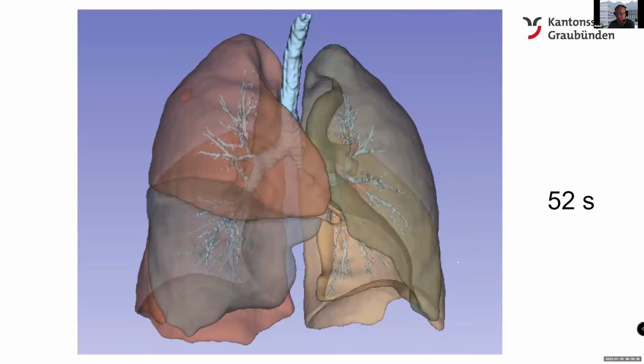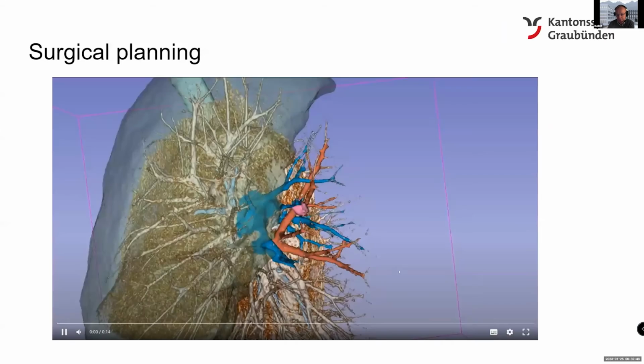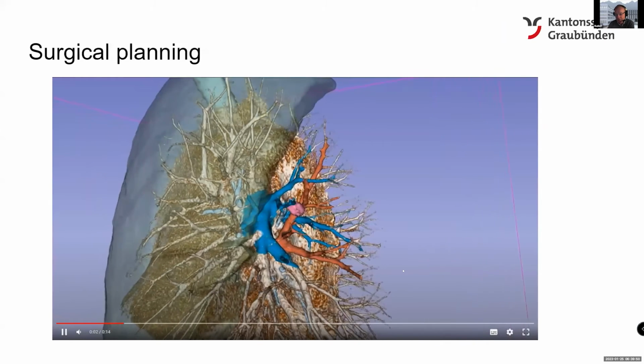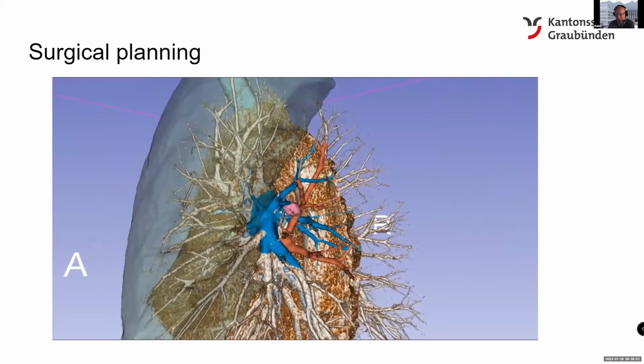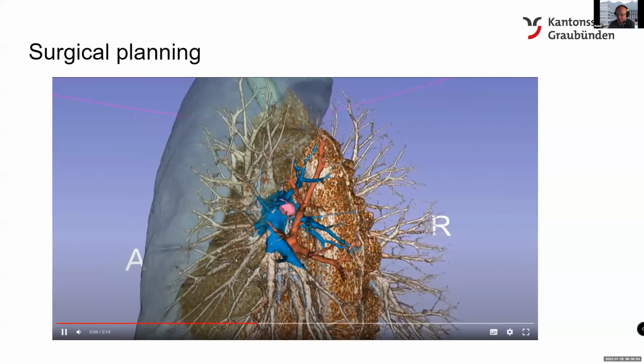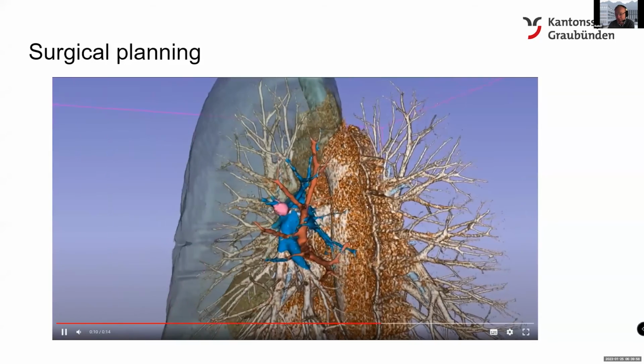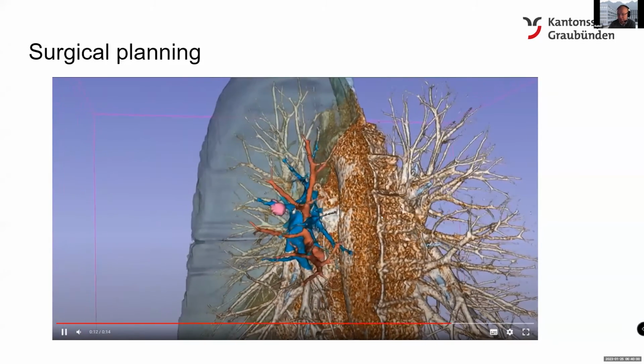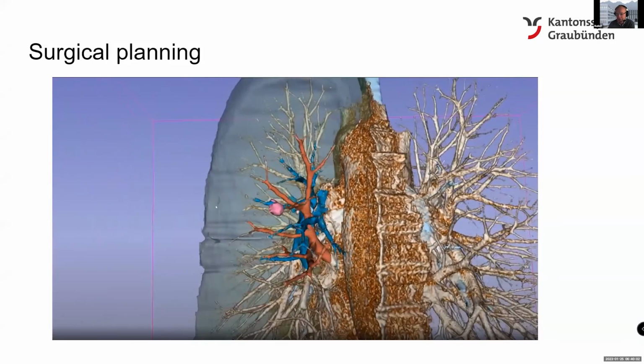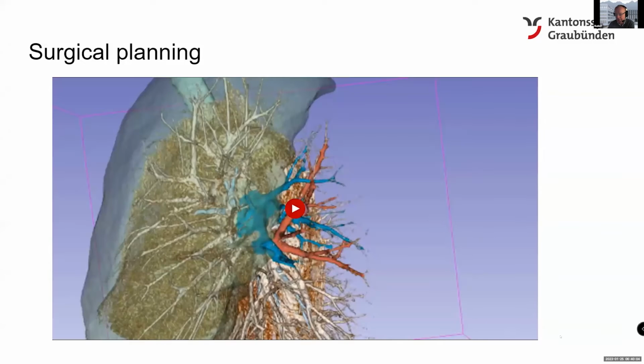So this is the kind of quality that you can get now from an AI lung and airway segmentation, which is astonishing. For surgical planning, we use this kind of setup and we do some manual segmentation of the vessels and the tumor, and we can orient ourselves in 3D space, which is very helpful.